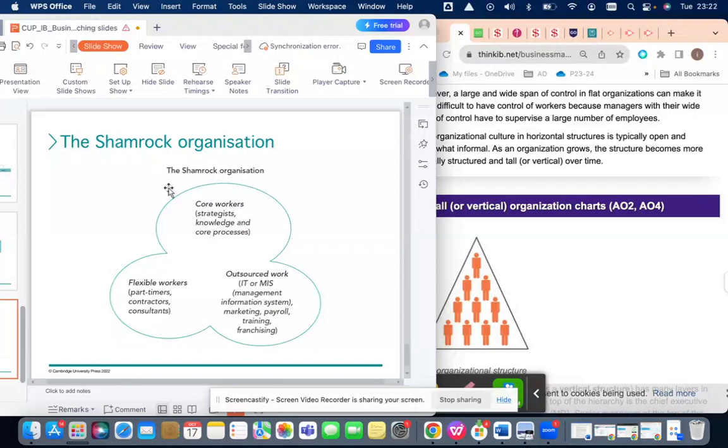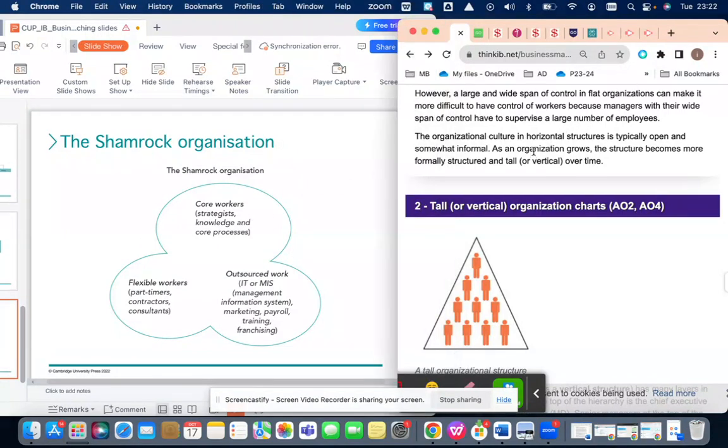Businesses sometimes go for this because they want to try and save money. You don't need to know in too much detail. Just make a note that there is a Shamrock organization where there isn't a hierarchical structure, although there is some of some sort. So that is, in summary, the different types of organizational structures.